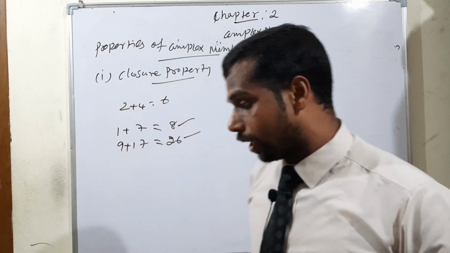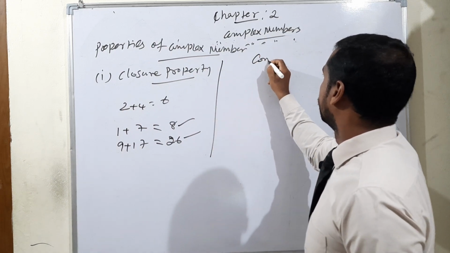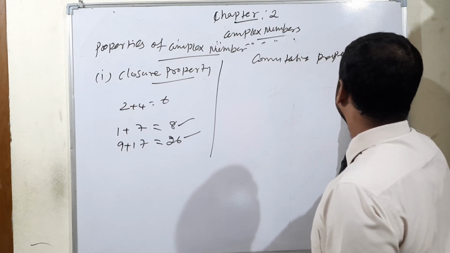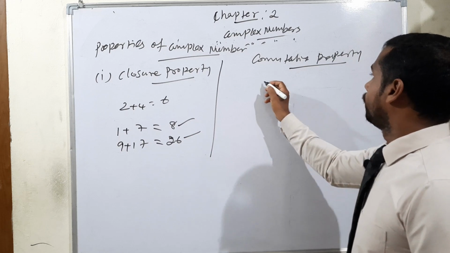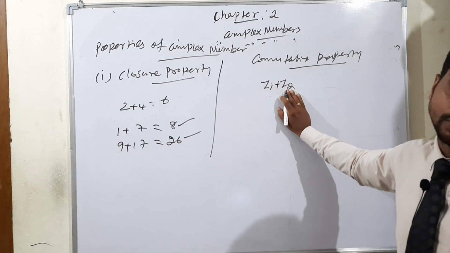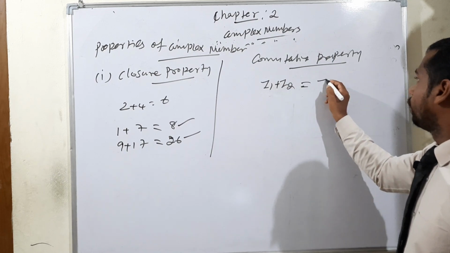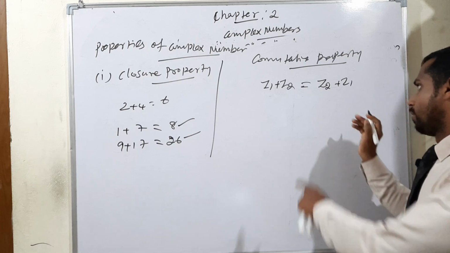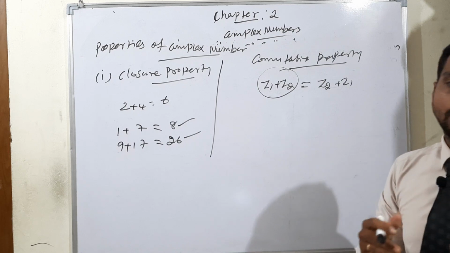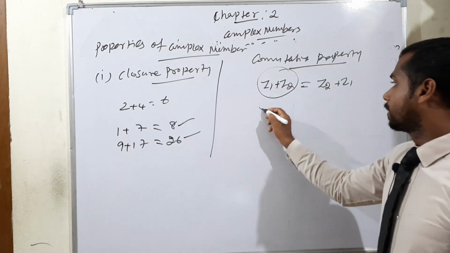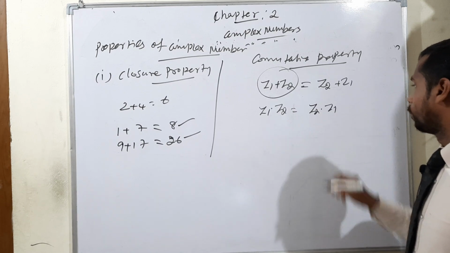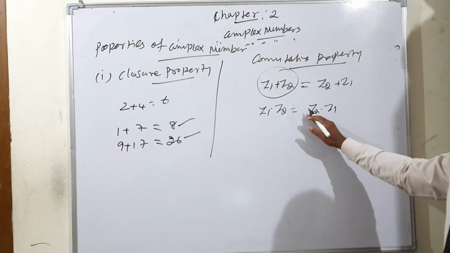Then I will move on to commutative property. When you have Z1 plus Z2, this will be equal to Z2 plus Z1. So whatever the answer we have for Z1 plus Z2, the opposite side Z2 plus Z1 will be equal. That is called commutative. In case Z1 into Z2 gives one result, Z2 into Z1 will give the same output. That is called multiplicative commutative.